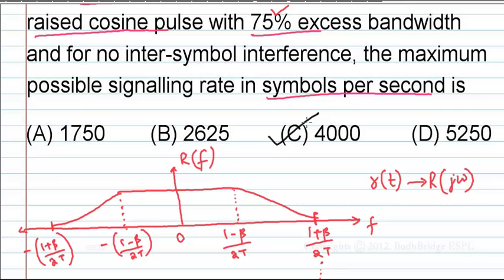In this question, you should know this result previously itself. The raised cosine pulse has this frequency response. Just remember this: (1 minus beta) by 2 capital T, (1 plus beta) by 2 capital T. This is the highest frequency component.